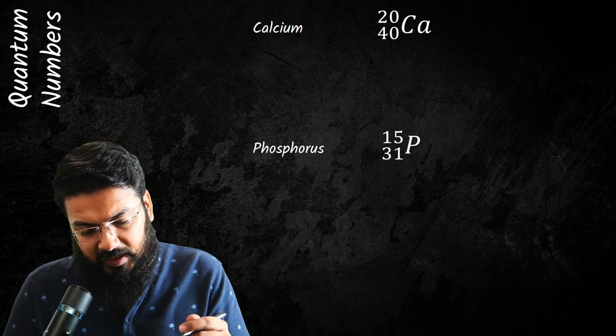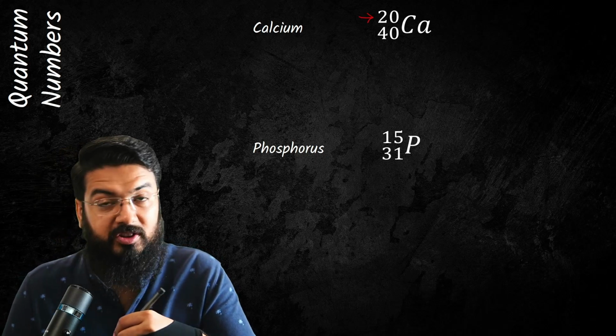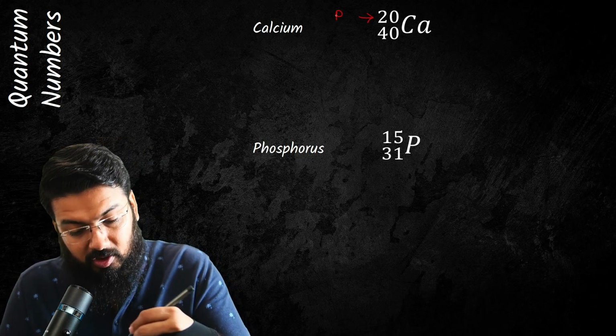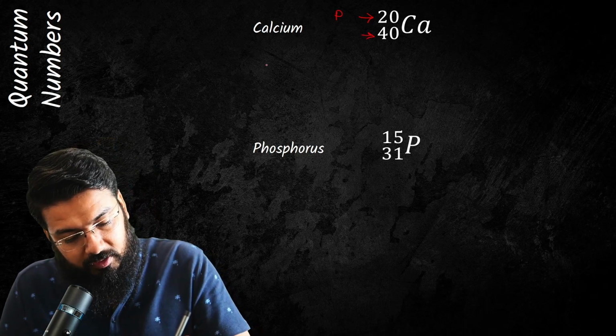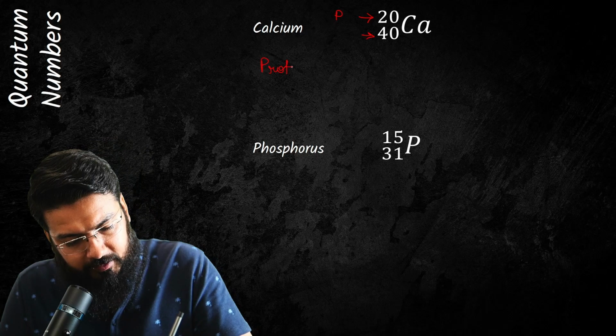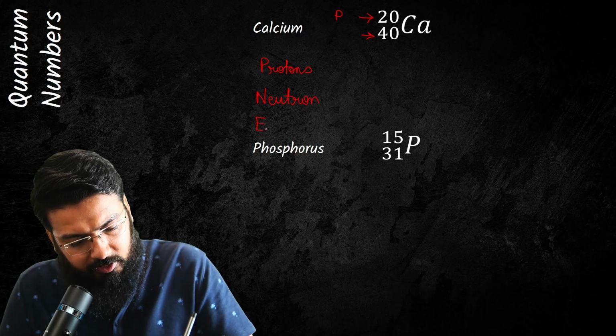Okay, so we have calcium over here. So calcium has 20. What's 20? That's the proton number or the atomic number. We have 40. That's the atomic mass. So the number of protons we need to figure out, the number of neutrons we need to figure out, and the number of electrons we need to figure out.